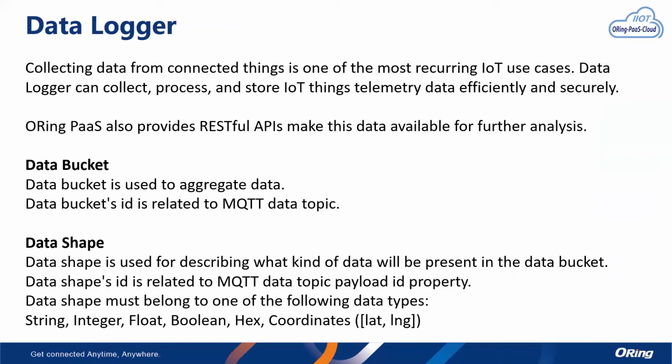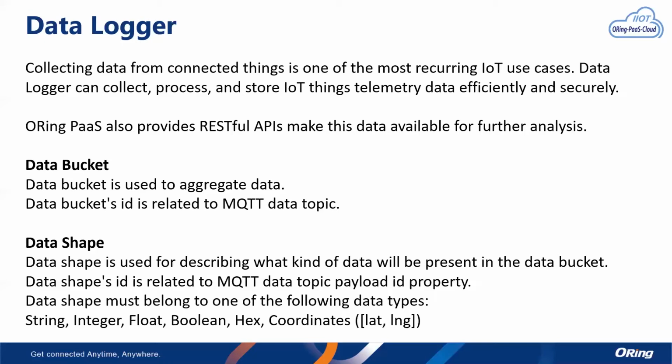And now let's move on to our data logger. Now that we know how the MQTT should be built, I would like to explain how to aggregate the data inside the cloud platform and how to let the data logger understand what is actually coming from the end devices. The data logger can collect, process, and store IoT things telemetry efficiently and securely. And we provide a RESTful API to make this data available for further analysis, which can be used, for example, by applications on top of the cloud platform.